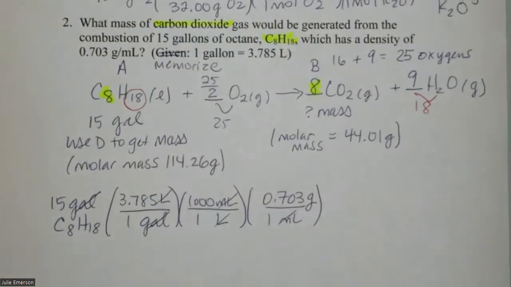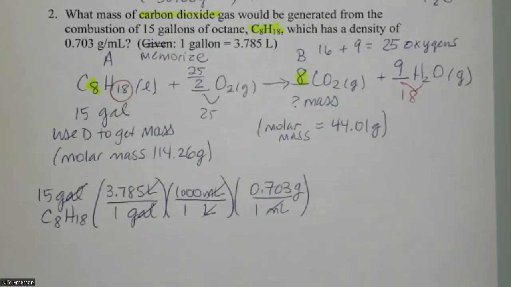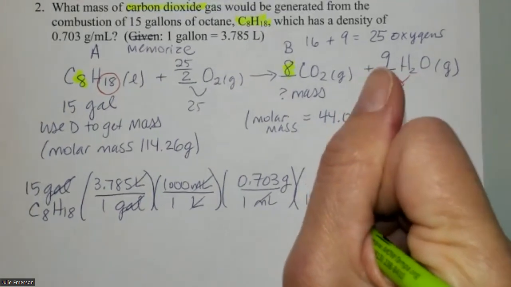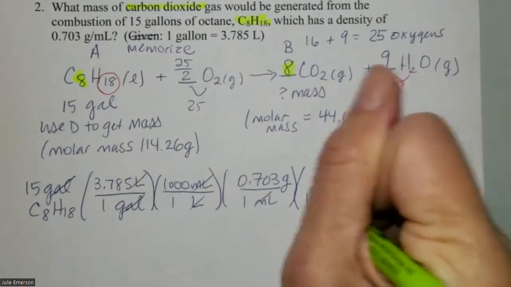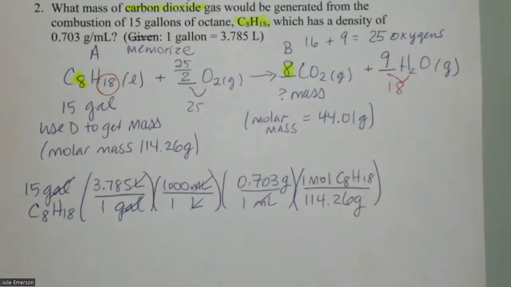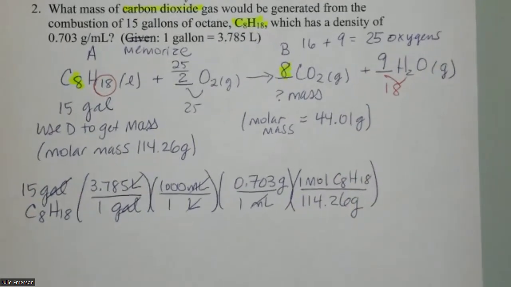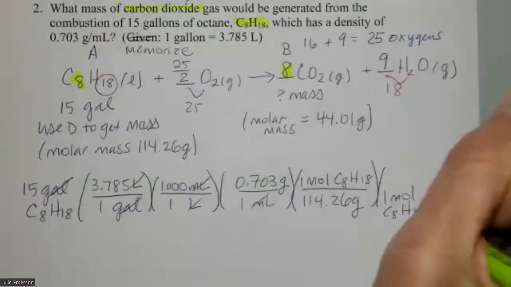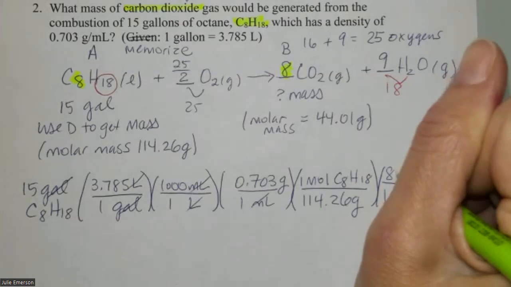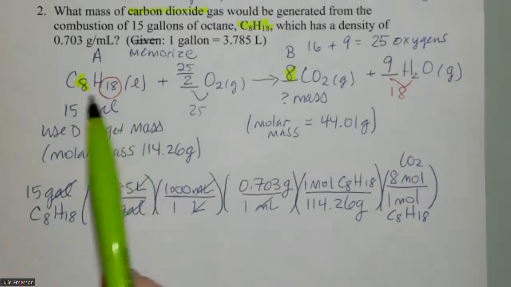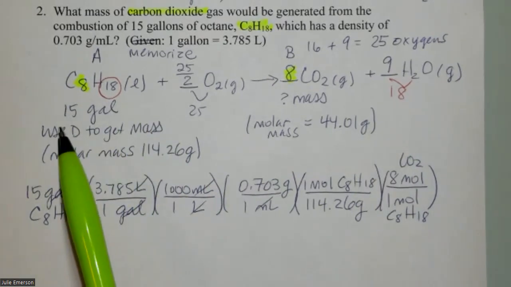Okay, so that was everything we did in chapter 1. Now what we're going to do is bring it into chapter 3 and 4, which is we're going to now go to moles. So periodic table told me 114.26 grams is the mass of 1 mole of C8H18. Now the chapter 4 piece, let's do the mole to mole ratio. 1 mole of C8H18 makes 8 moles of CO2, right? And that's why if you multiplied everything through by 2, your ratio is still the same.